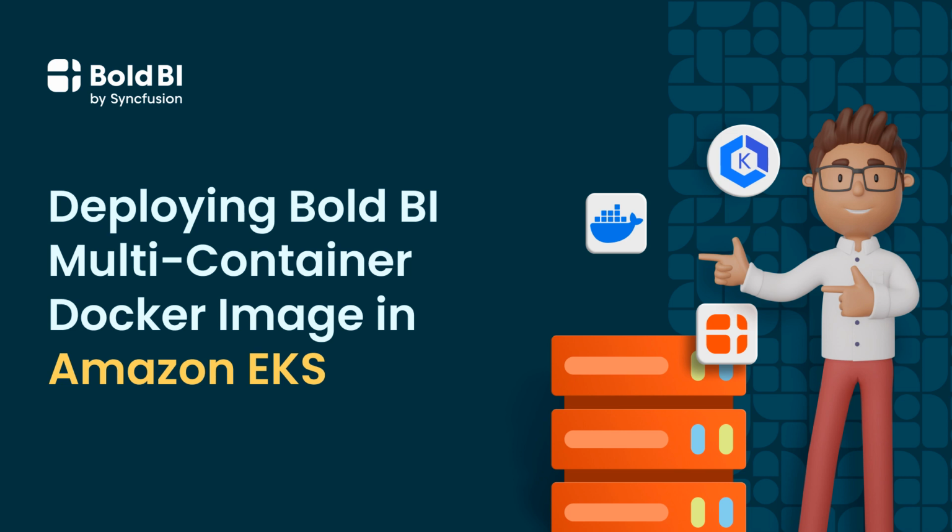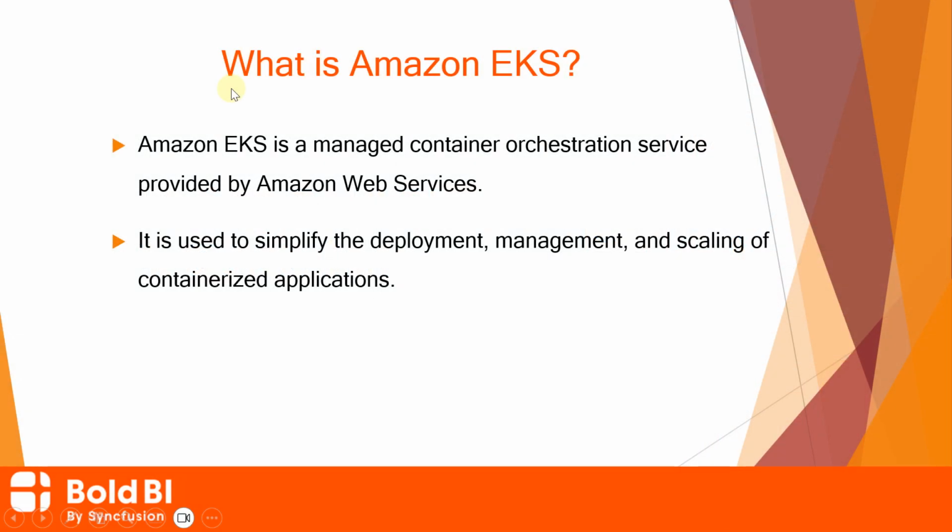In this video, I will walk you through the steps involved in deploying Bold BI multi-container Docker image with Amazon EKS service. First, let's see what Amazon Elastic Kubernetes service is. Amazon EKS is a managed container orchestration service provided by Amazon Web Services. It is used to simplify the deployment, management, and scaling of containerized applications using Kubernetes clusters on AWS infrastructure.